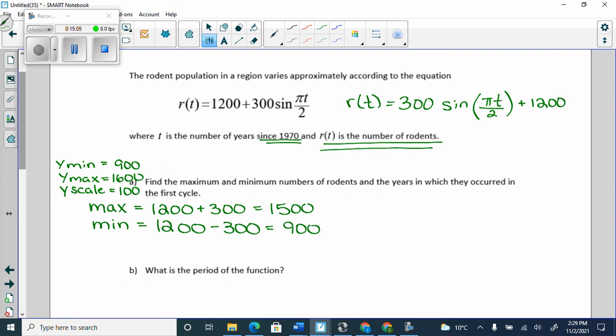So the way to get your x value, to find out what your x max should be, is I have to find the period of it first. So period equals 2 pi divided by what? B. And B is pi over 2.